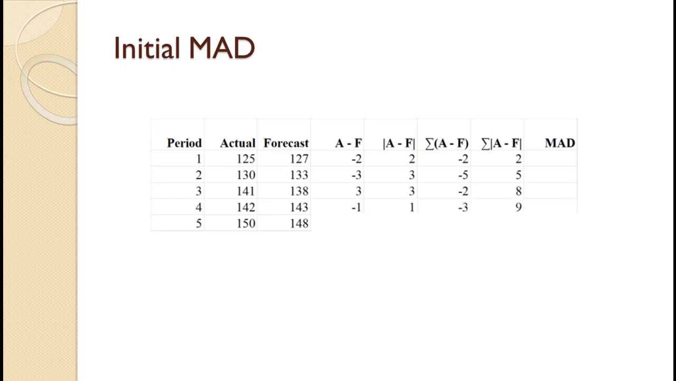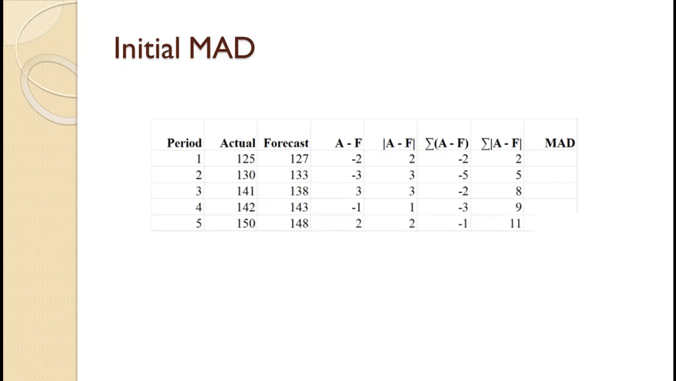For period 4, the actual of 142 minus the forecast of 143 equals -1. The absolute value is 1. The cumulative A minus F equals -2 plus -1 equals -3. The cumulative absolute value A minus F equals 8 plus 1 equals 9.